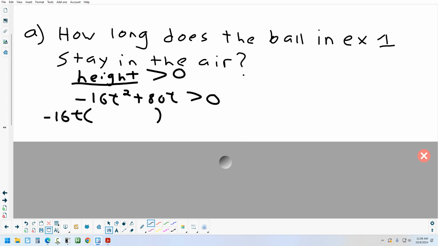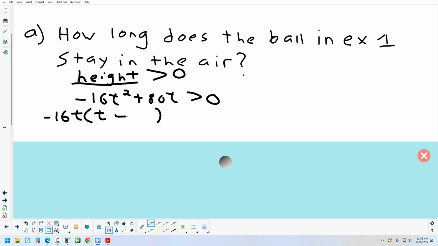If we factor out a negative 16t from this first term, what would be left inside the parentheses? So when we distribute back out, we get negative 16t squared. Well, that would be a t. And then what would you need here? Just think of the signs first. A negative times a what is a positive? Negative times a negative. So we definitely need a negative. And what number times 16 gives you 80? 5. Yeah, the negative 5.